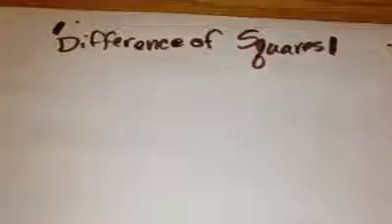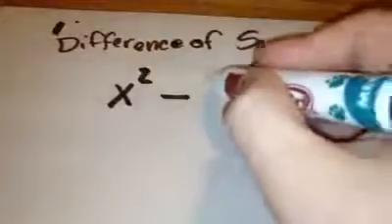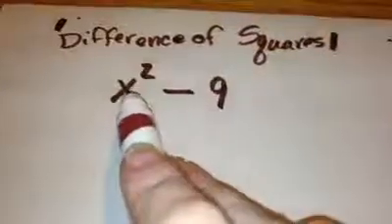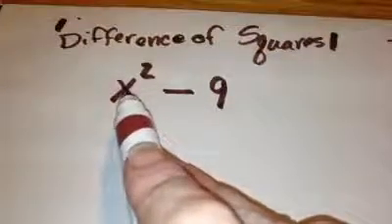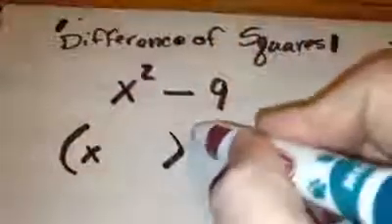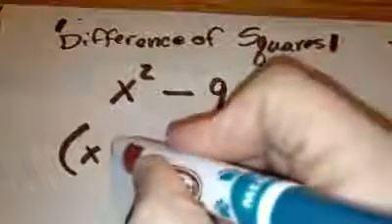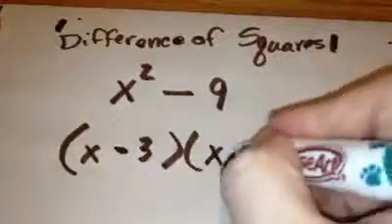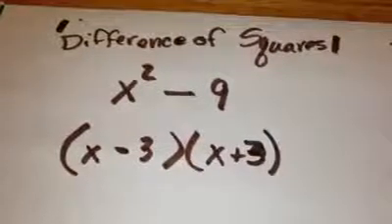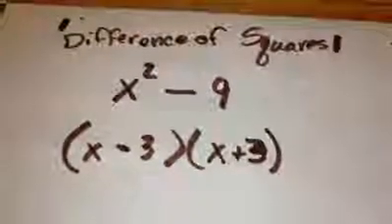Today I'm going to show you the difference of squares. Difference of squares is when you have a minus sign between two perfect squares. For example, x squared and 9. X squared is a perfect square because the square root of x squared is plain old x. The square root of 9 is 3. If I say x minus 3, x plus 3, I get the factored version of difference of squares.